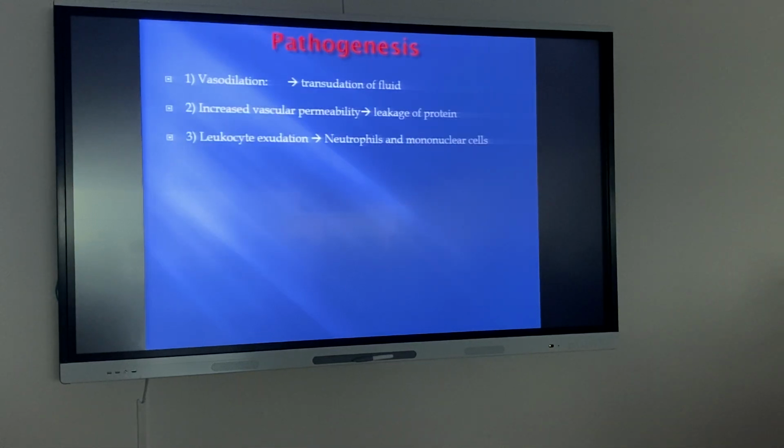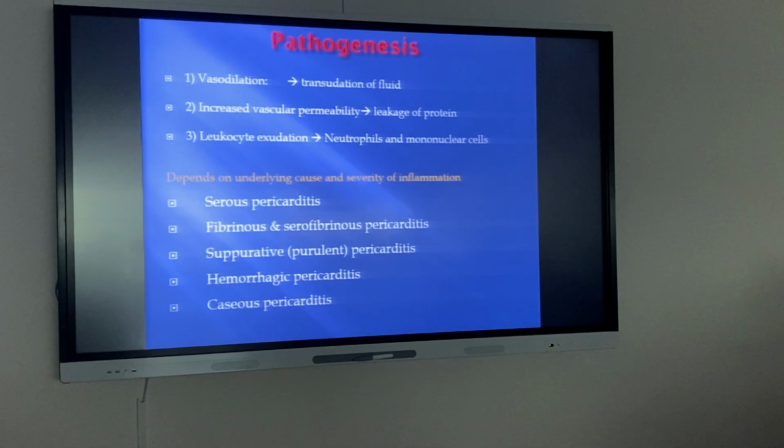Pathogenesis: vasodilation. So transudation of fluid into the pericardium will cause serous pericarditis. Just vasodilation and increased vascular permeability. Now extra protein is being leaked. So what will it do? Fibrin, fibrinous pericarditis. Leukocyte exudation: excessive leukocytes will come. Neutrophils and monocytes will cause suppurative or purulent pericarditis.